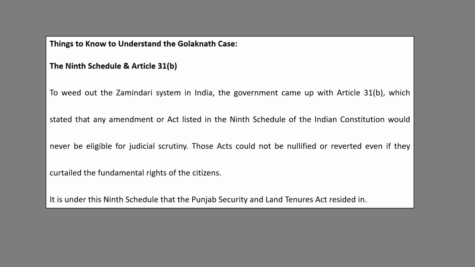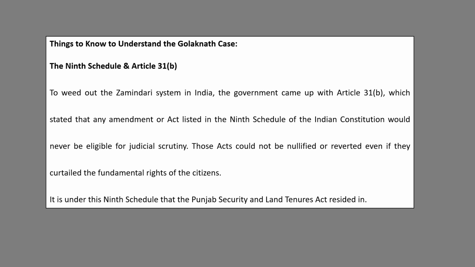Before we get into the judgment, there are four provisions under constitutional law which need to be understood first. The first one is the Ninth Schedule. What is the Ninth Schedule? The Ninth Schedule is basically a list of acts over which the Supreme Court does not have the power to make any kind of judicial review.